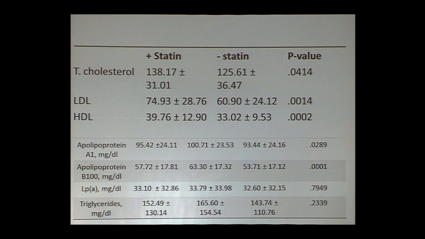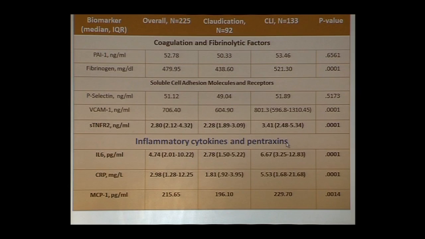But still, again, there's less cholesterol, LDL and HDL in the critical limb ischemia patient, probably because of the high cytokines and the decreased production of apolipoproteins and albumin, et cetera. When you look at the whole inflammation profile and you stage by these biomarkers, inflammatory cytokines are higher in CLI than in claudication. They're very high, in fact: CRP, MCP1, and the tumor necrosis factor receptor that we just talked about.